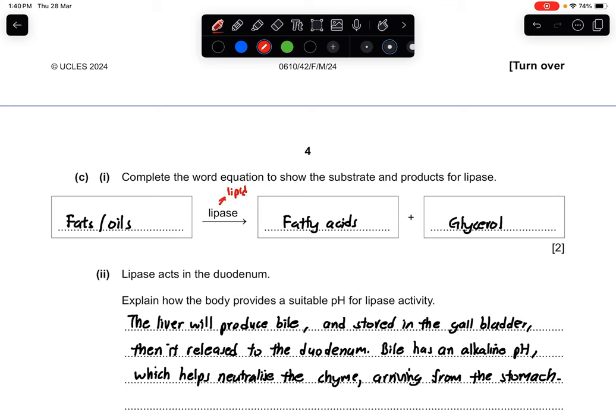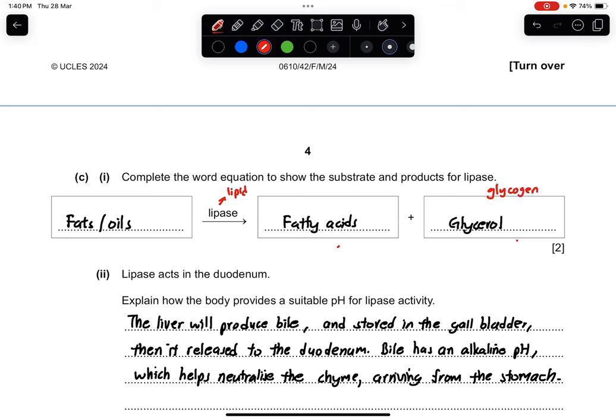So what will be my reactant? My reactant will be the fats or the oils. Okay, these two are both accepted. And when the lipase enzyme acts on the fats and the oils, they will split into two products, fatty acid and glycerol. Make sure you are not confused by glycerol and glycogen.